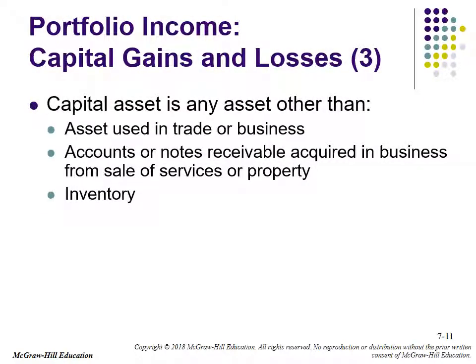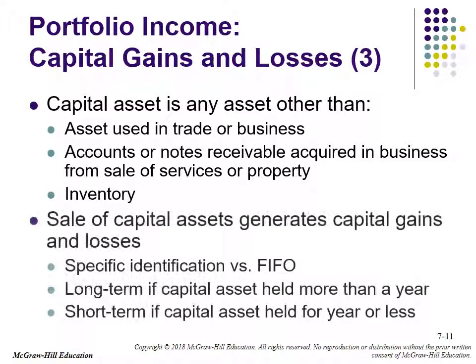So a capital asset is any asset other than one used in a trade or business, an account or note receivable in business, or inventory. Because those are all business assets, they're not considered in this capital asset method. A sale of a capital asset generates capital gains and losses.